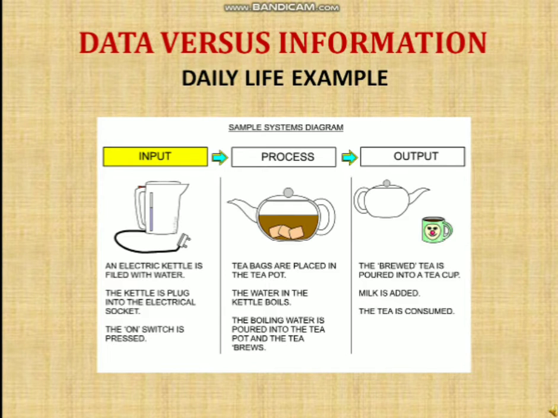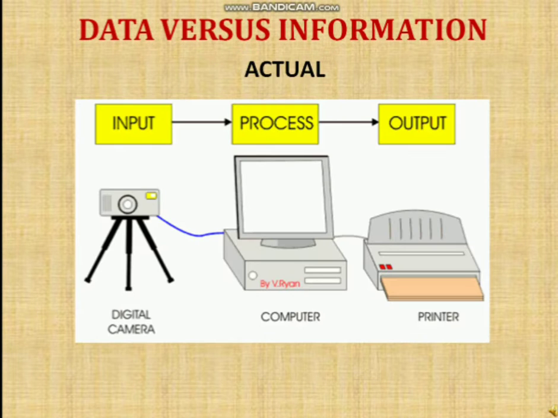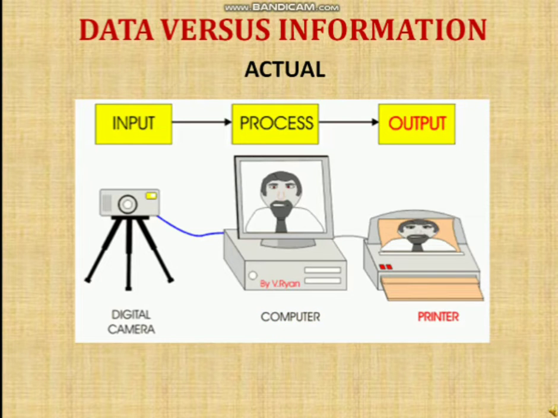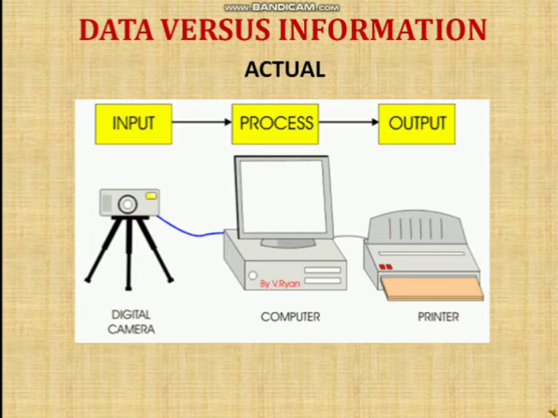In the daily life example scenario, we are given a task of tea making. In this case our data will be the ingredients for preparing tea and information will be the cup of tea prepared. In the computer related example, suppose we want a picture in printed form. Then data in this case will be the parts to computer and picture taking is process, while the information is the printed photograph.